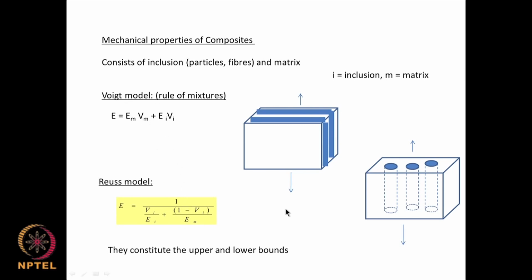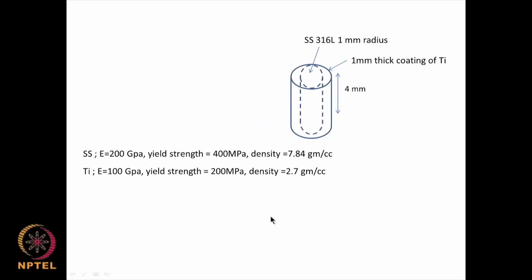So if you are not very sure how to calculate the E for a blend, the best thing is to use both the models and you will get two values, and your real life answer will be between those two. So that is a good way. You use the Voigt model if the load that is applied is parallel, whereas you use the Reuss model if they are perpendicular.